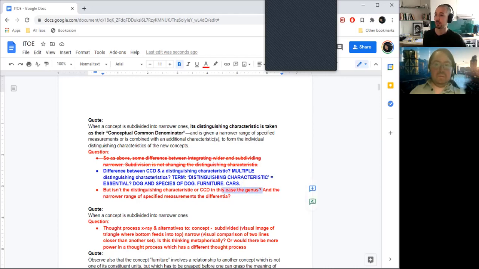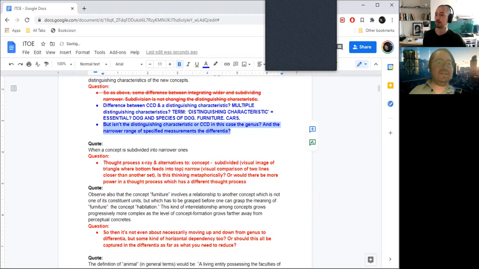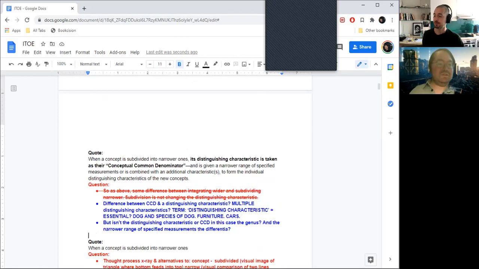Okay, so it's not the genus in this case. And the narrow range of specified measurements, the differentia. Yes. Well, the CCD is the distinguishing. Anyway, I'm going to have to do examples on this. CCD is just some characters like size that you're differentiating them on. Right, you're differentiating the dogs on size. The CCD is size because you're comparing them both with the same standard, with the same type of measurement. Yeah. Okay.